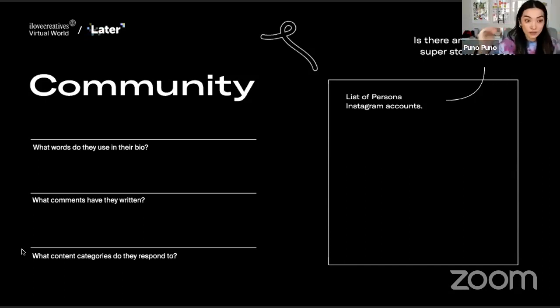But the whole point of this is you want to start doing list building. And if you're a marketing person, if you are a PR person, you know that this is so important. And this isn't just people you know. These are communities. These are connections. These are places that can give you ideas about content. So when you're going through that, just start listing them. And you can list them right here and add what words do they use in their bio? What comments have they written? What content categories are they responding to?